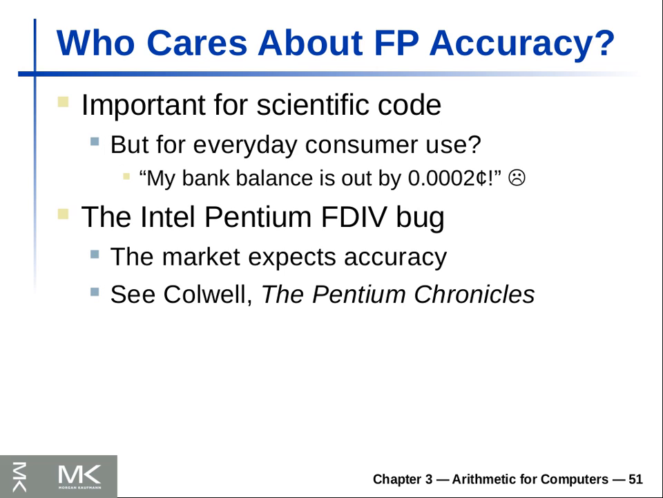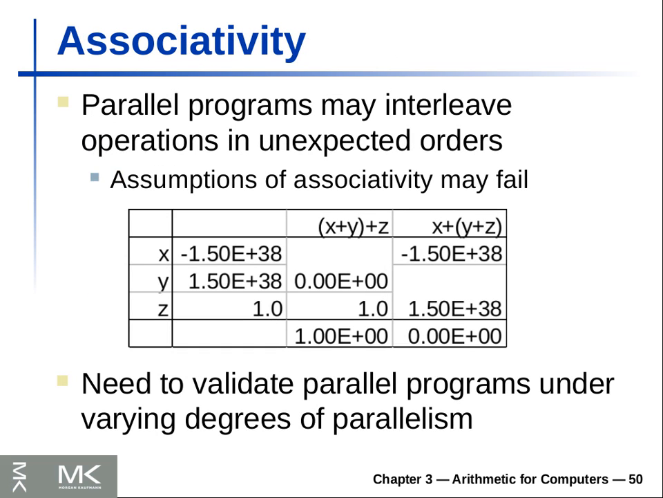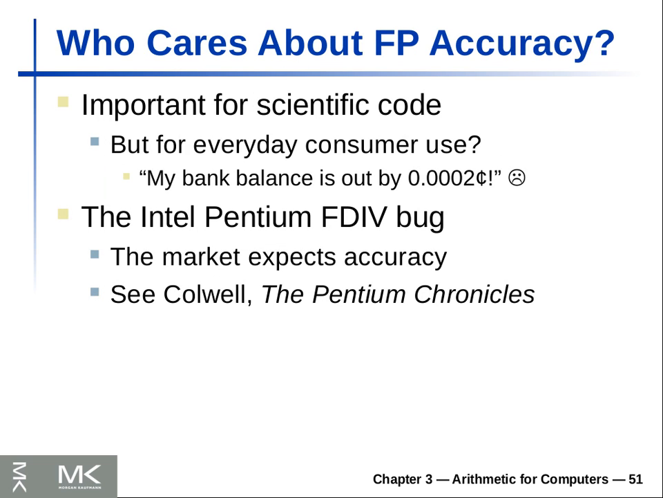Okay, who cares about the accuracy? Well, we just showed you how it could be bad here. There is everyday customer. My bank account is out by 0.002 cents. That'd be kind of weird, right? You're using floating point for banks, and you're off by that much cents?